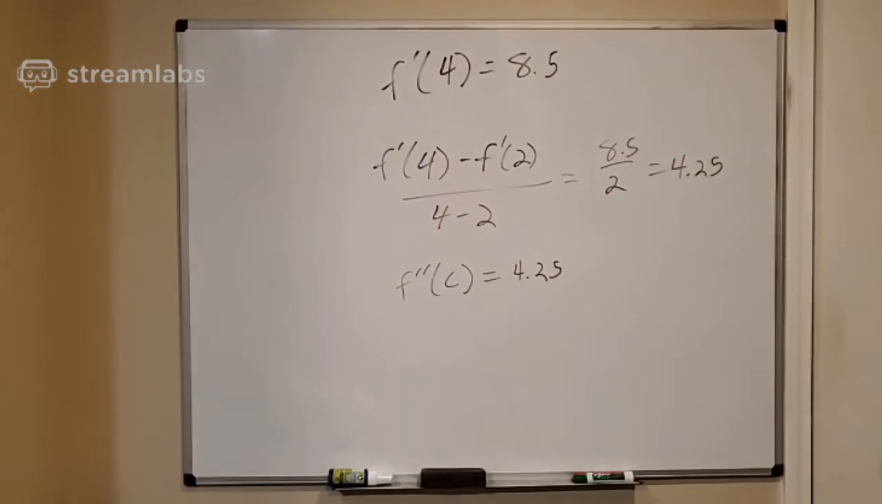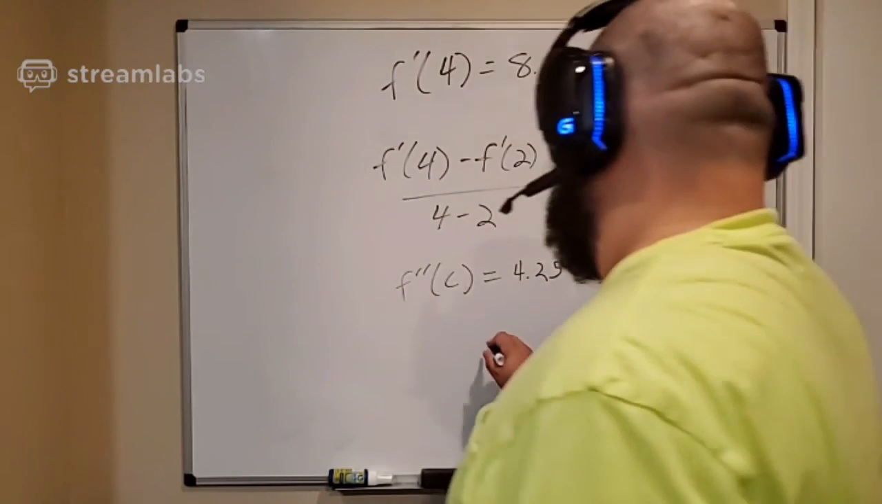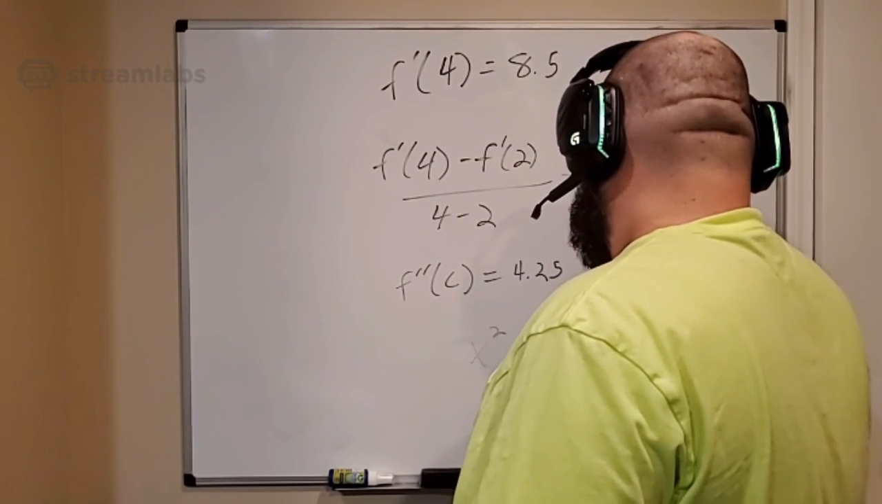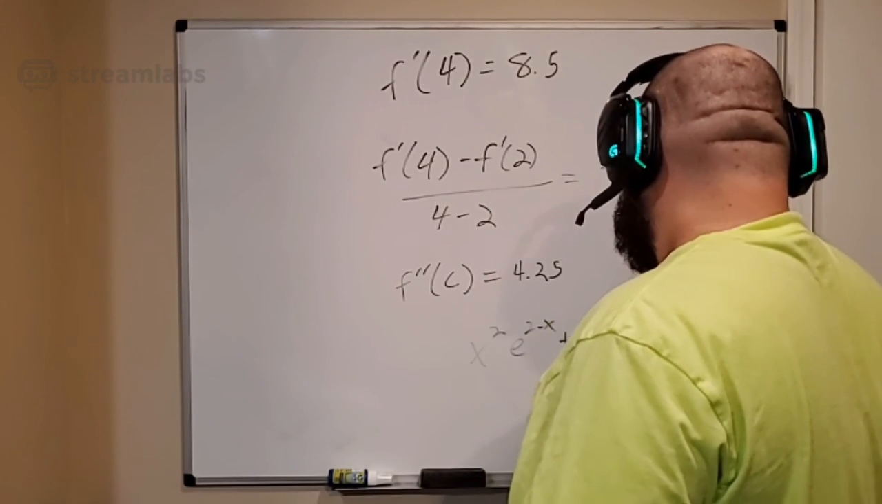Yeah. So the problem ends up being that x squared e to the 2 minus x, was it plus 1, can never equal 4.25. That never happens. So that's why this can't be a true statement.